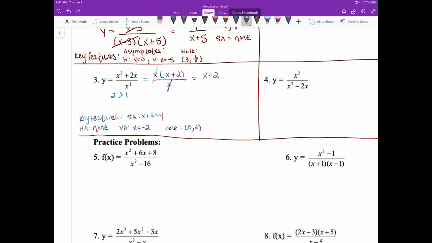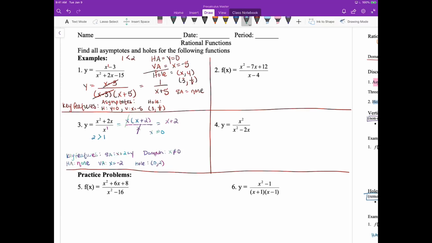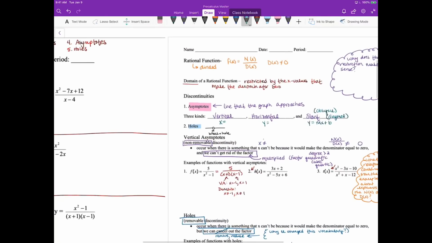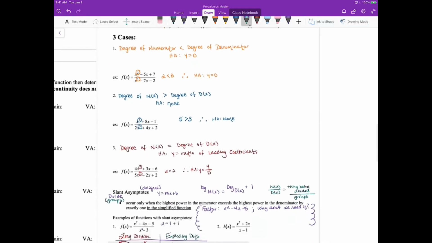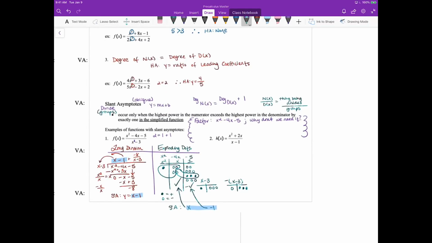And then the last piece of key features we would find would be the domain. The domain is when the denominator can't equal 0. So we would set the denominator x not equal to 0, and that's as far as we can go for the domain. So the domain is all of the values of x when it's not equal to 0. So these are the key features you will find by using your notes from the last couple of videos and the questions you've answered and working with your partner.